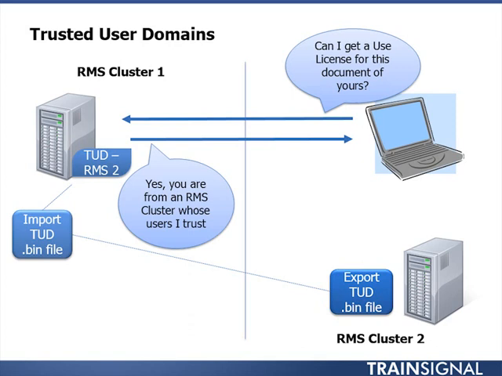And next time a client from Cluster 2 calls RMS Cluster 1 and says, "Hey, I've got this document, can you let me into it?" Cluster 1 can say, "Ah, yes, I recognize you. You're a Cluster 2 user. That'll be fine, here you go. Here's your key with which to unlock that content."